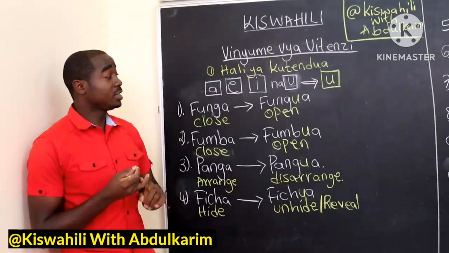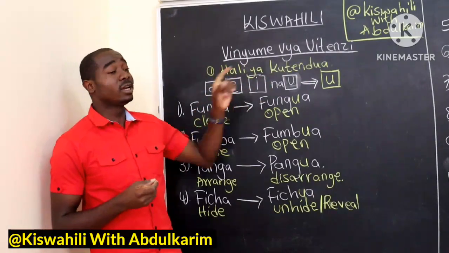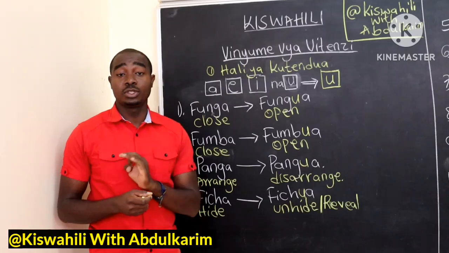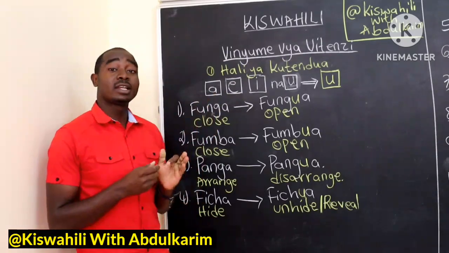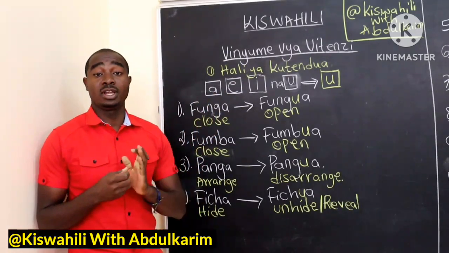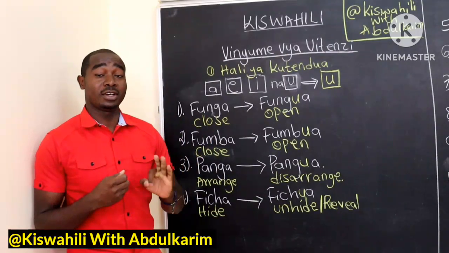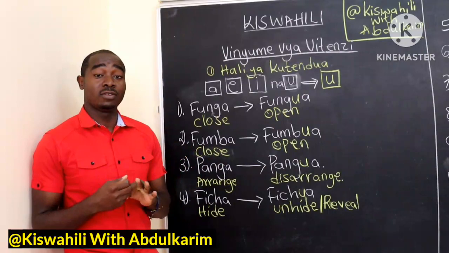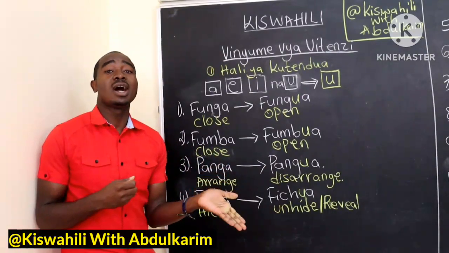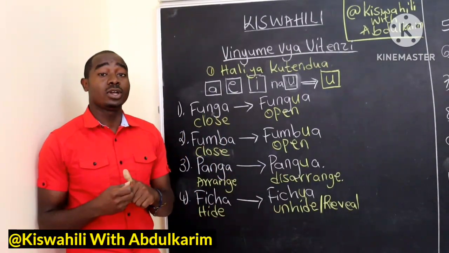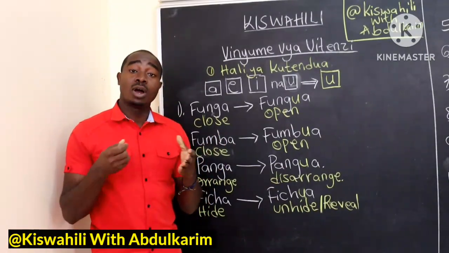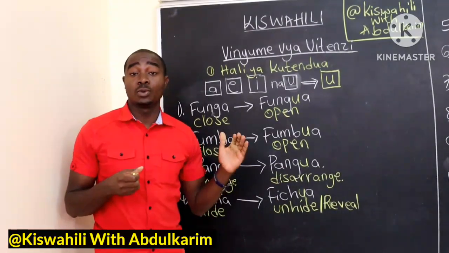The first form is this form. We say hali ya kutendua. Hali ya kutendua. This is like the reversive form of Swahili verbs. Reversive form, or the derivative form of Swahili verb. To do something and to undo something. Okay? The other form is just taking a direct word that means the opposite of the word that we've stated.